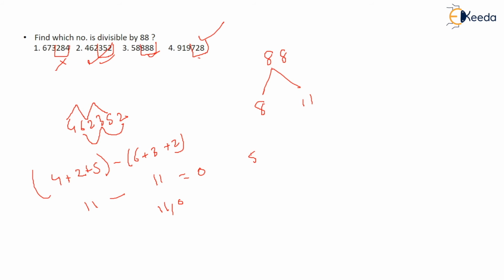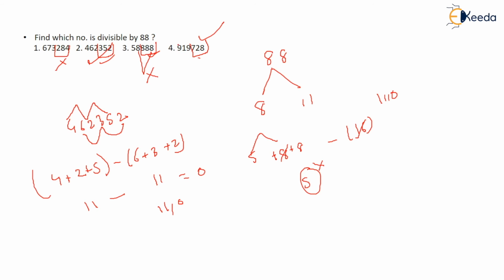Similarly, we have to find out 5, 8 plus 8 minus 8, 8 means 16. This 5 is remainder, so 5 is not divisible. So by 11, 5 is remaining. So the divisibility says 11 or 0. This number is also not applicable.